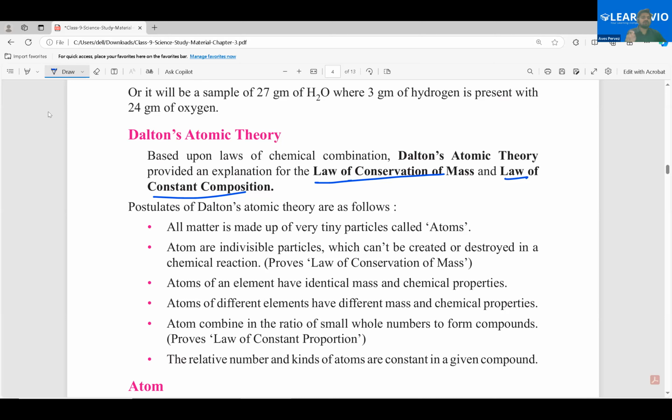There are six postulates of Dalton's atomic theory. The first postulate said that all matter is made up of tiny particles called atoms. This is the first statement. Second, he said that atoms are indivisible, that they cannot be divided further.